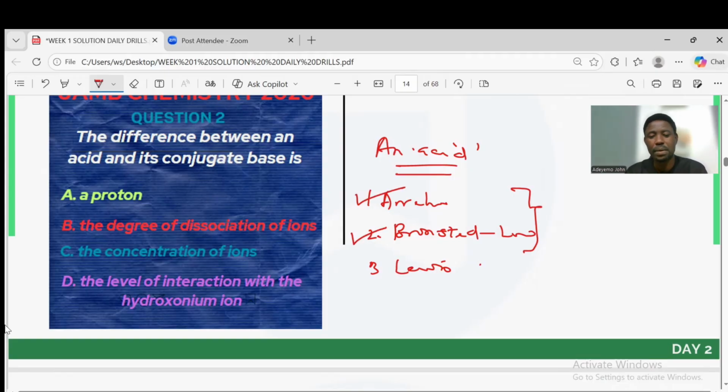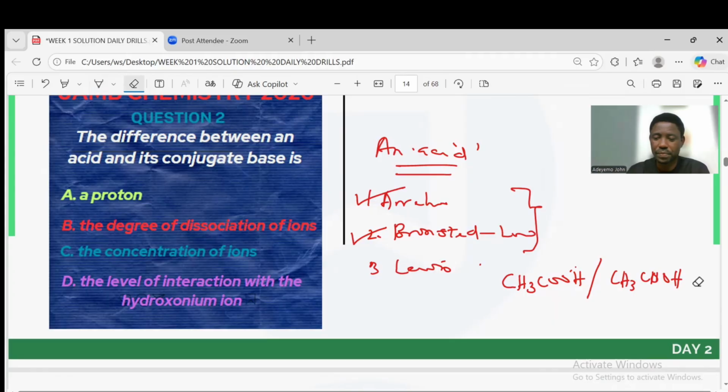Bronsted-Lowry is about the acid being a proton donor and a base being a proton acceptor. So let's say we have CH3COOH. If you donate this proton, this hydrogen ion here, that is an acid. Its conjugate base will be the one without this H+, that is CH3COO minus. So this is the acid, this is the conjugate base, and the only difference is the proton.